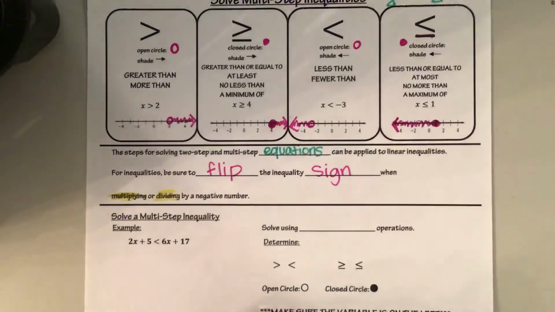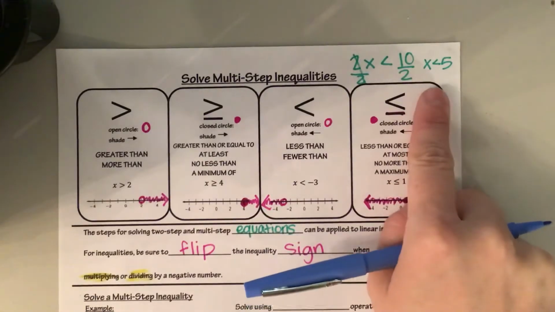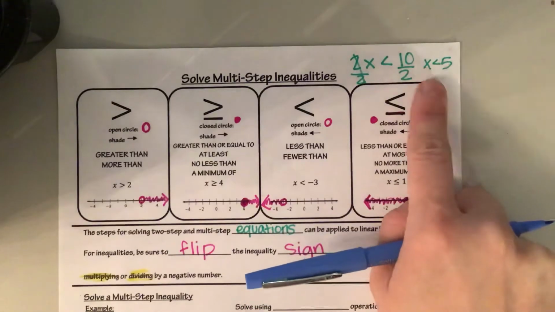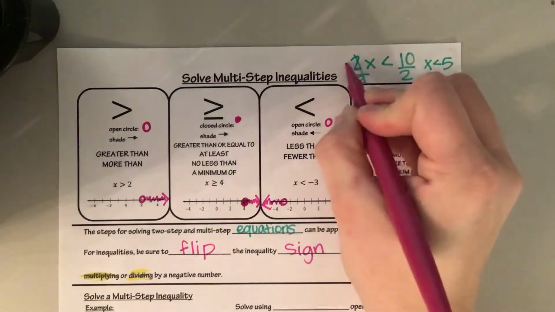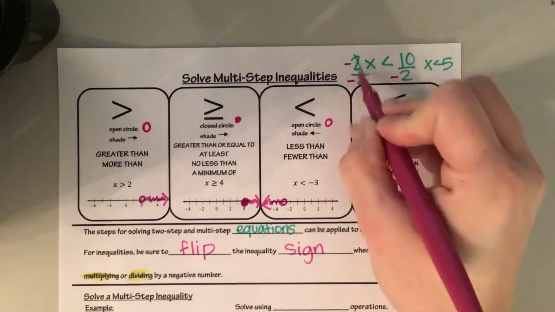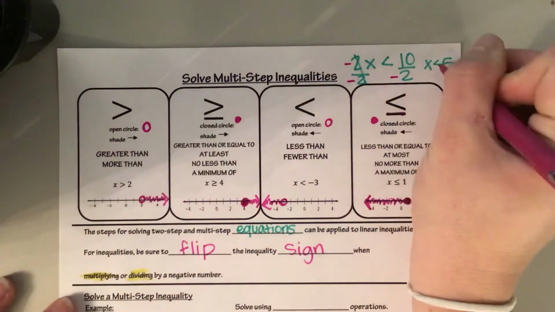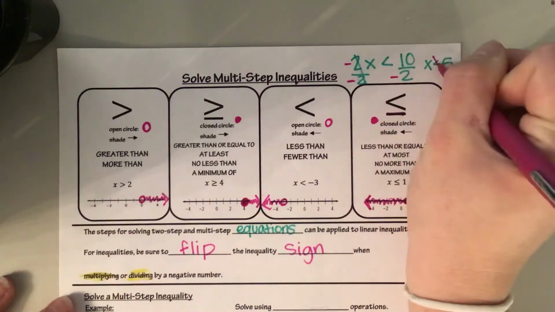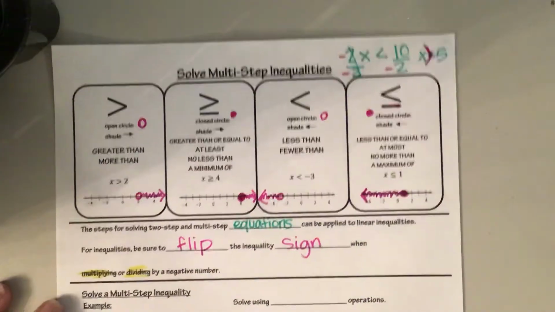So let me give you an example before we go on down. See this example at the top, x is less than 5. We didn't have to flip the sign because it was not negative. However, if we had a negative 2x up there and we divided by a negative, only when you divide or multiply by a negative, you flip your sign. So this would not be the same sign. We would have to flip it if we divided by a negative.